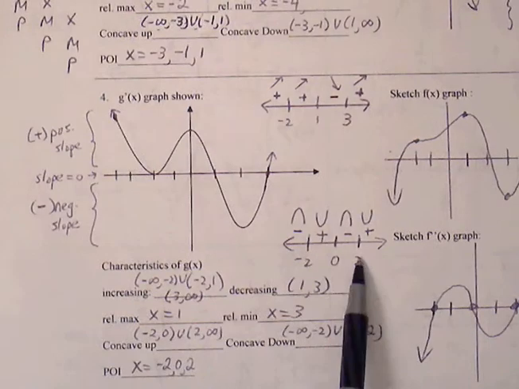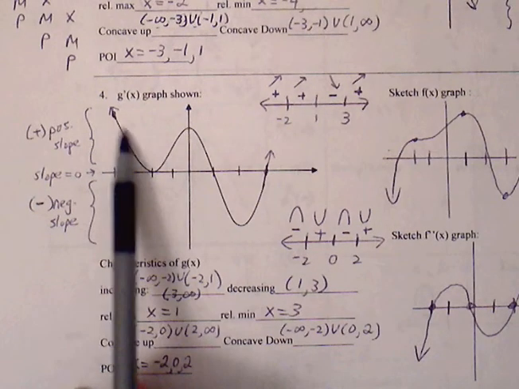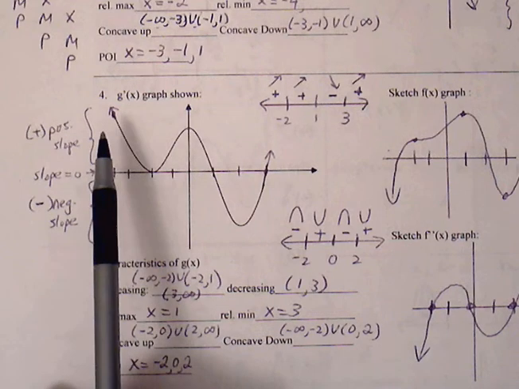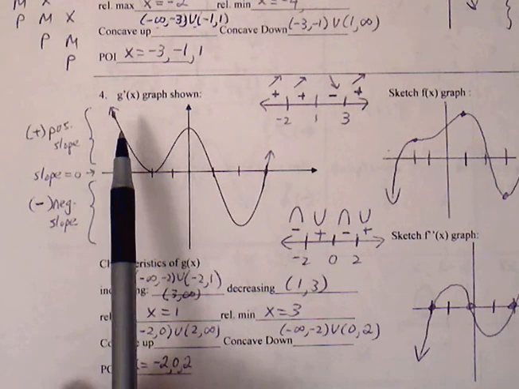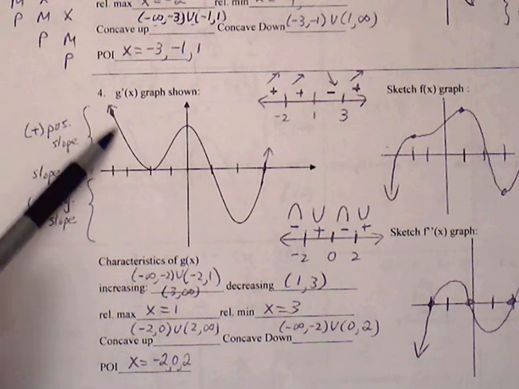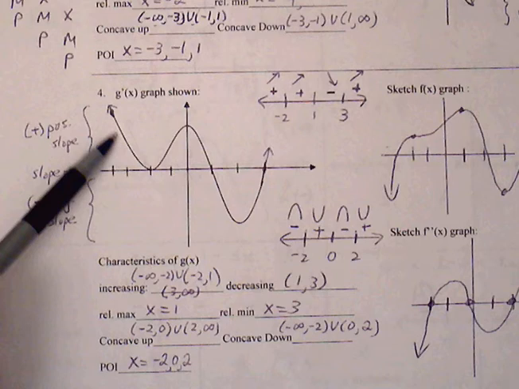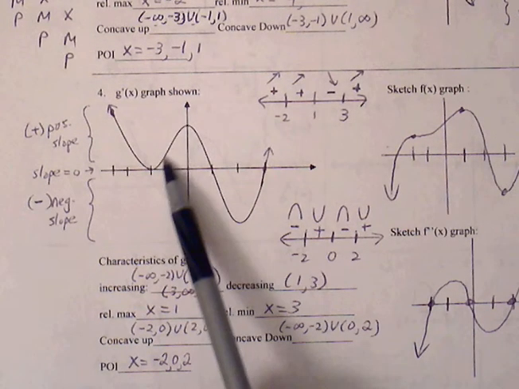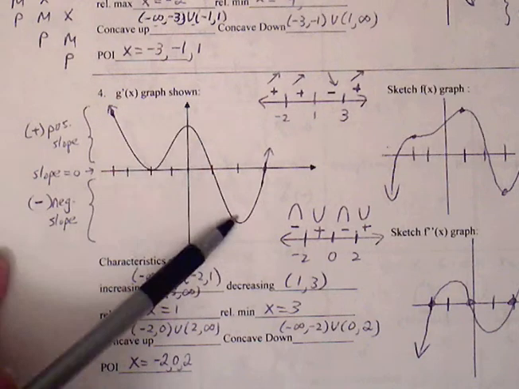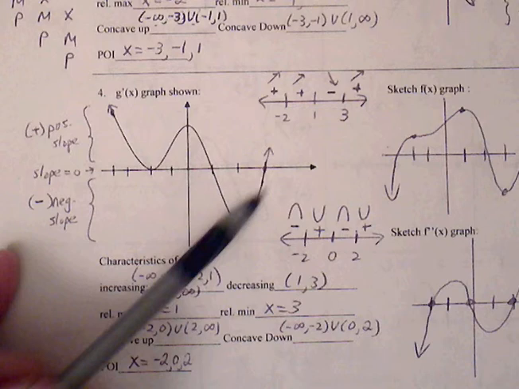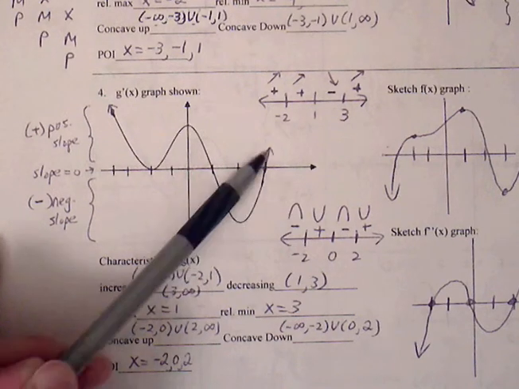So we put those on the sign line. And then we look at the slope. The slope of the f prime graph will tell us whether the graph is concave down or concave up. So this part, concave down, the slope is becoming more negative. Here, concave up, the slope is becoming more positive. Concave down, the slope is becoming more negative. And then concave up, the slope is becoming more positive.